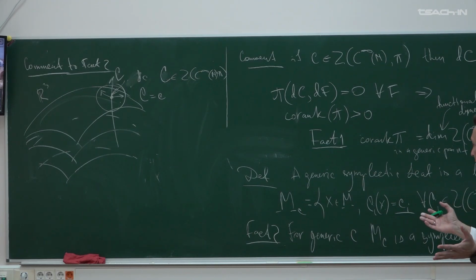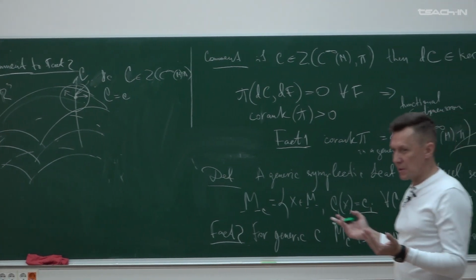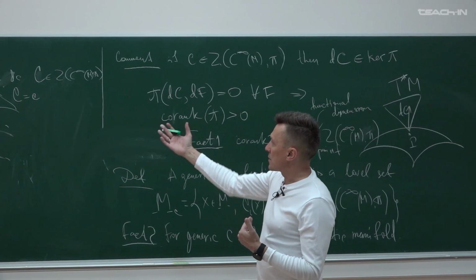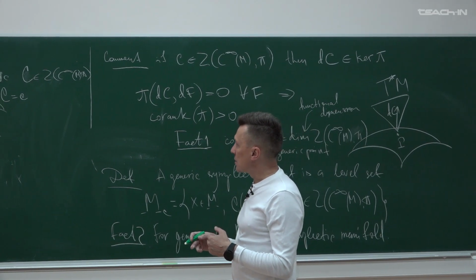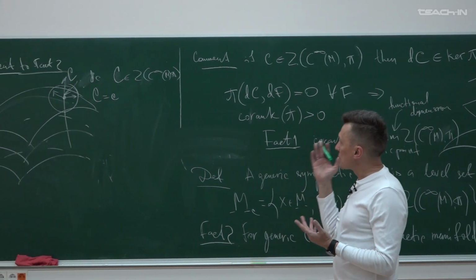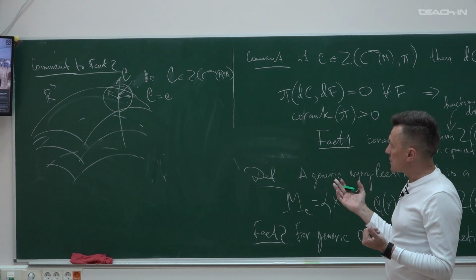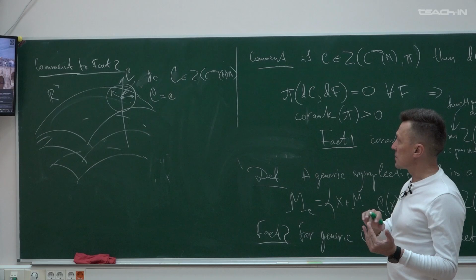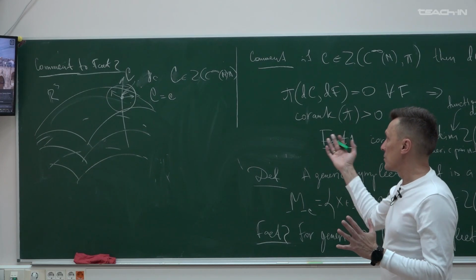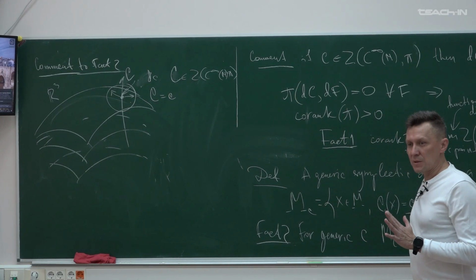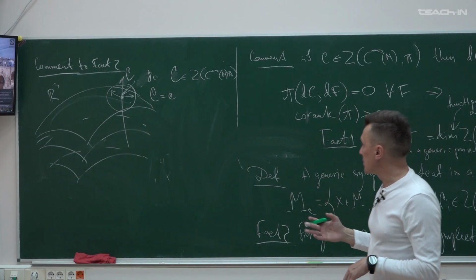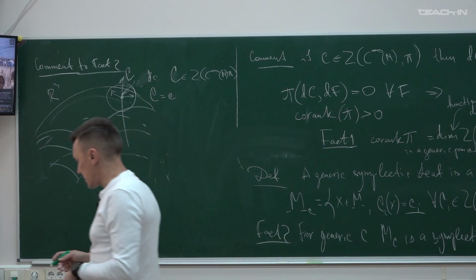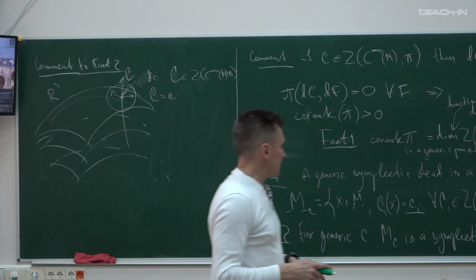In this framework of Liouville integrability, we will be interested in symplectic manifolds. That's why it will always be important for us to find Casimir functions and to describe in some coordinates the symplectic leaves, which are just level sets of Casimir functions. So this will be important in our constructions.